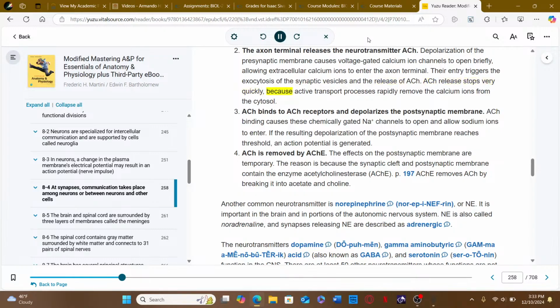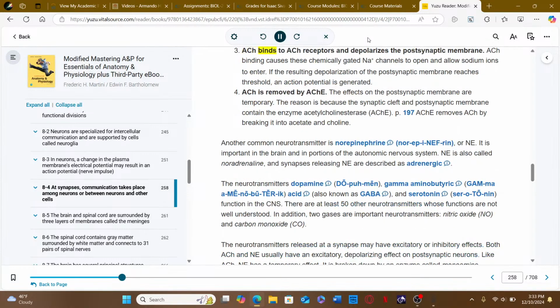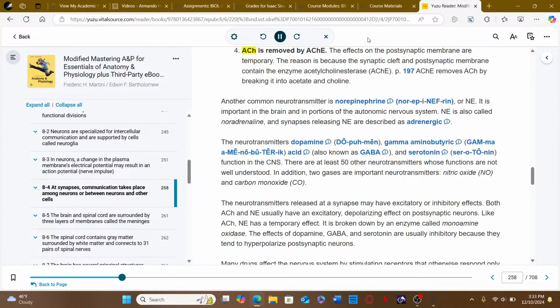ACh release stops very quickly, because active transport processes rapidly remove the calcium ions from the cytosol. ACh binds to ACh receptors and depolarizes the postsynaptic membrane. ACh binding causes these chemically gated Na+ channels to open and allow sodium ions to enter. If the resulting depolarization of the postsynaptic membrane reaches threshold, an action potential is generated.